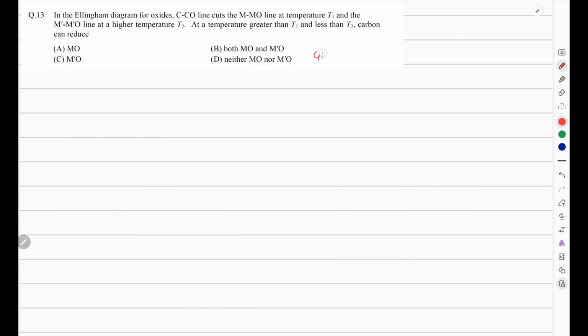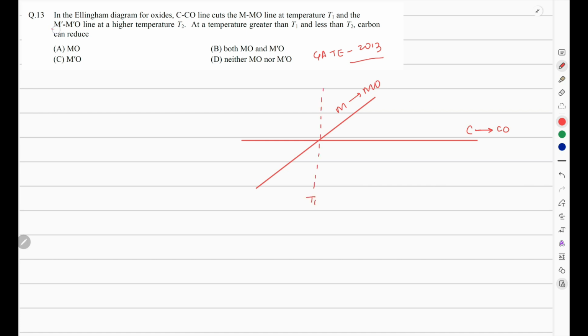This question is from GATE 2013. In the Ellingham diagram for oxides, the C to CO line cuts the M to MO line at temperature T1. Suppose that this is M to MO at temperature T1, and the M dash to M dash O line at temperature T2, which is a higher temperature. So this is the T2 temperature.